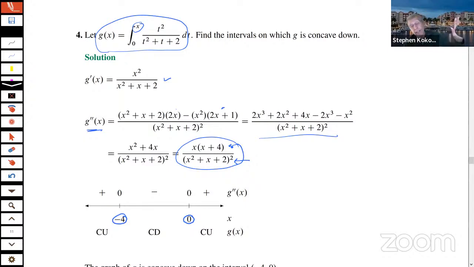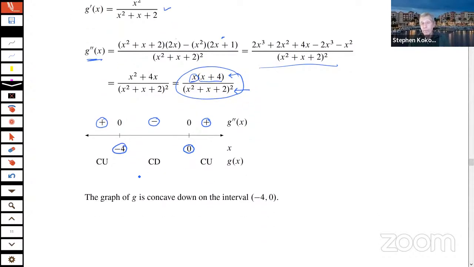So let's take a negative number way, way less than -4. Both of these expressions are negative. I multiply them together, I get a positive value. I cross over -4. Take a value between -4 and 0. This expression is now positive. That's still negative. I multiply them, it's negative. Cross over 0, both expressions are positive. Multiply them, they're positive. What does that tell me?